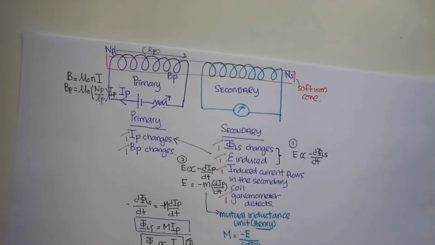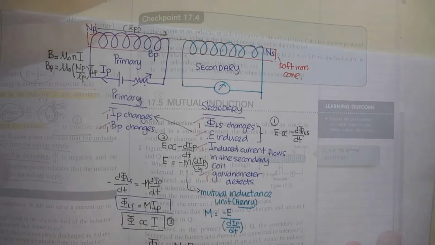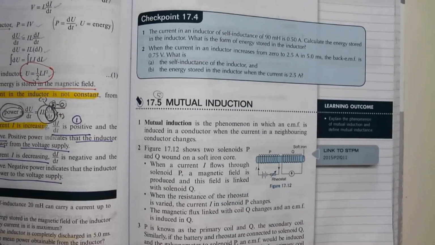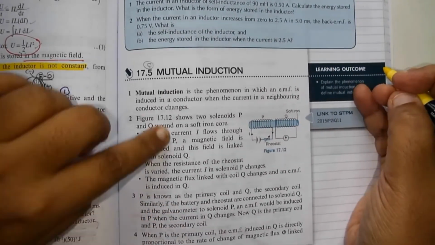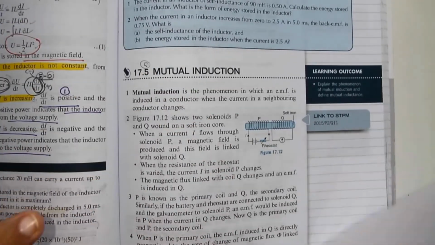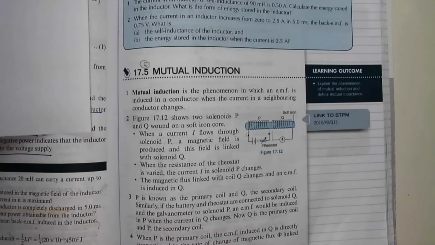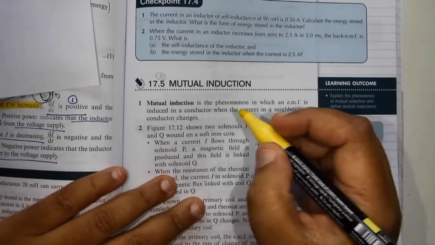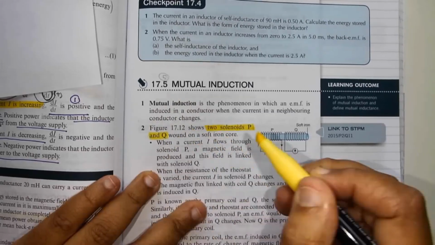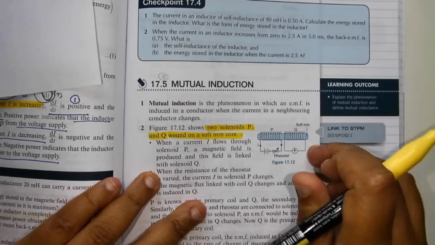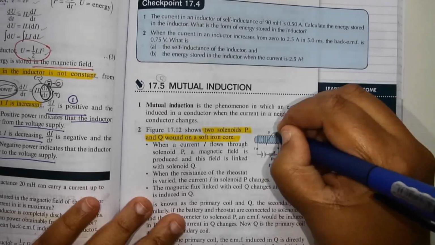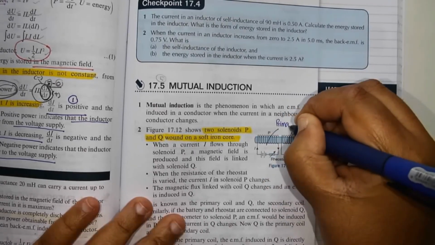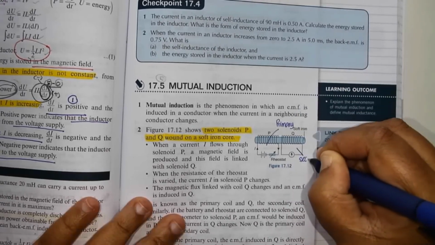Now let's look at what the textbook has to say. Page 215, 17.5 Mutual induction. These are all what I explained, primary and secondary. We have two solenoids P and Q wound on a soft iron core. I use this example to get the mutual inductance. Here this is a primary coil, this is a secondary coil.